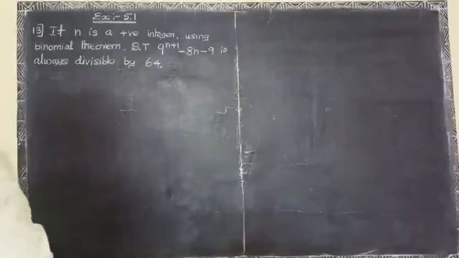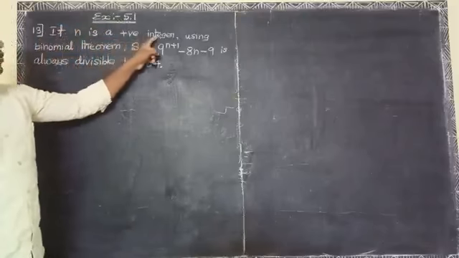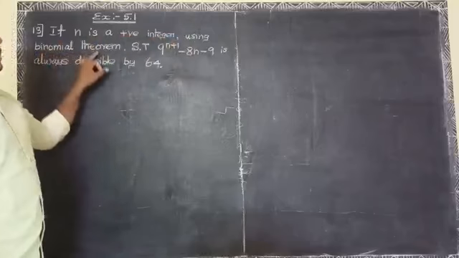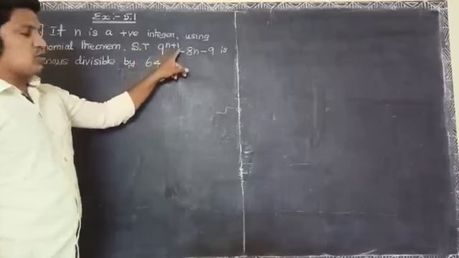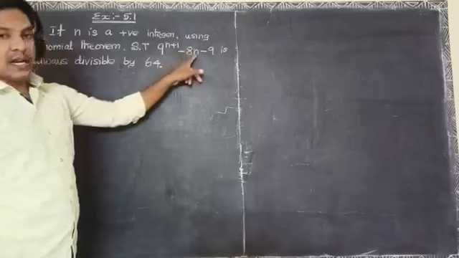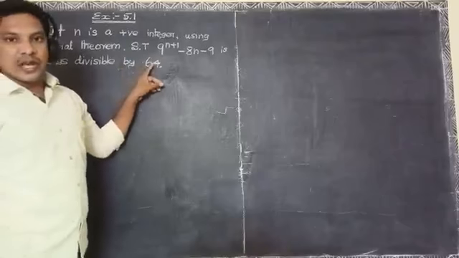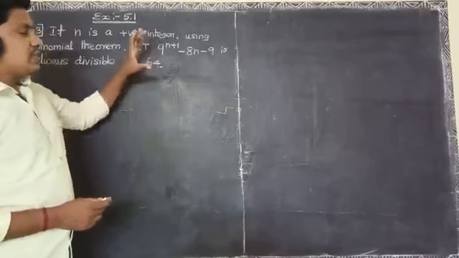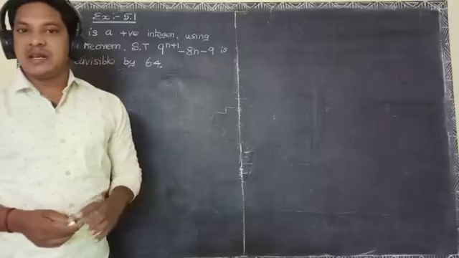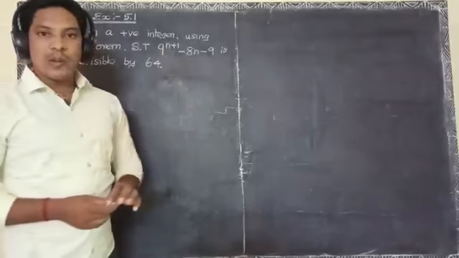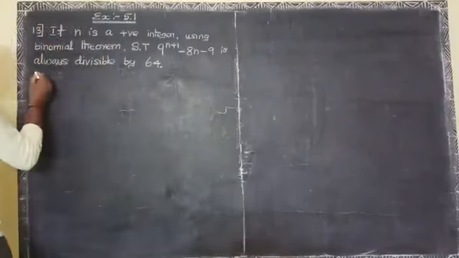Hi students, exercise 5.1 question number 13. If n is a positive integer, using binomial theorem, show that 9 power n plus 1 minus 8n minus 9 is always divisible by 64. Similarly, these problems were already proved using the principle of mathematical induction. Here, in the same problem, we will prove it using binomial theorem.